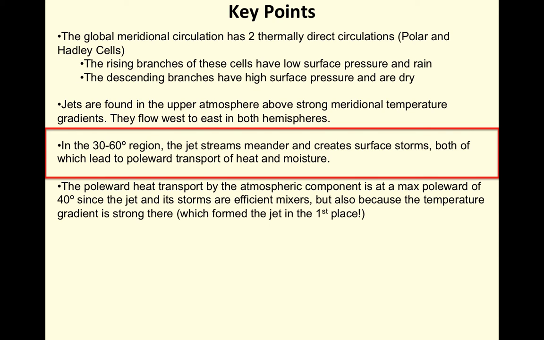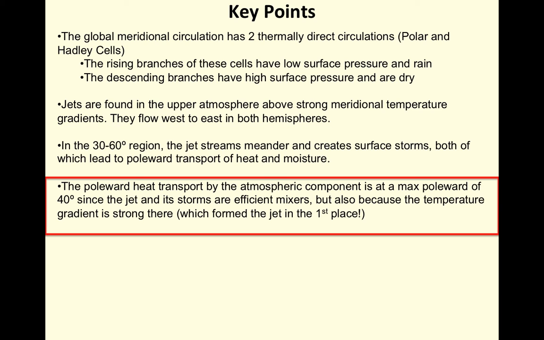In the roughly 30 to 60 degree region, the jet streams meander and they create surface storms, both of which lead to poleward transport of heat and moisture. The poleward net heat transport by the atmospheric component is at a maximum poleward of 40 degrees, since the jet and its storms are very efficient mixers, but also because the temperature gradient is strongest there.